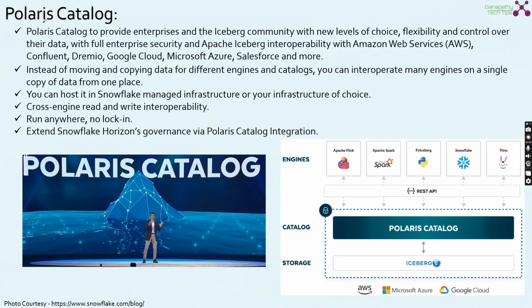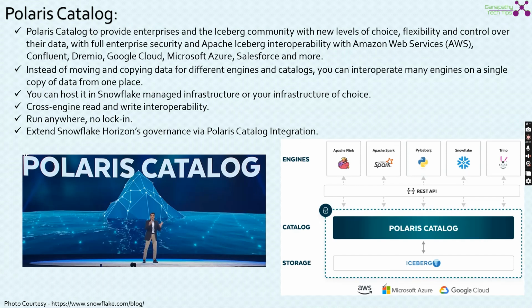Snowflake introduced this, and another interesting thing is it is going to be open sourced. Right now it is in private preview mode. Maybe in another 60 or 90 days, this Polaris Catalog will be open sourced from the Snowflake side. Polaris Catalog provides enterprises and the Iceberg community with new levels of choice, flexibility and control over your data with full enterprise security and Apache Iceberg interoperability with AWS, Confluent, Dremio, Google Cloud, Azure, whatever.